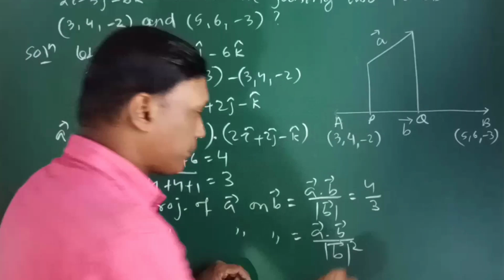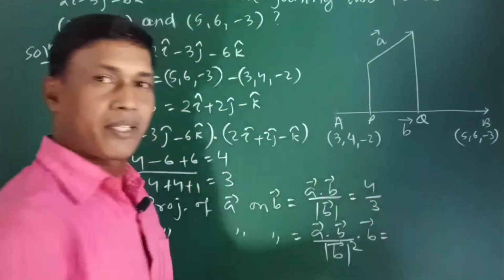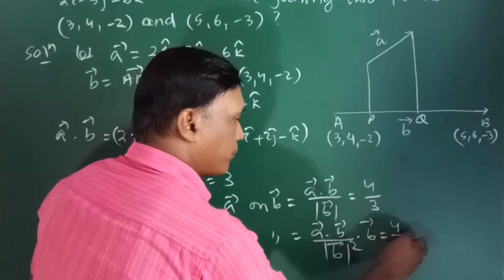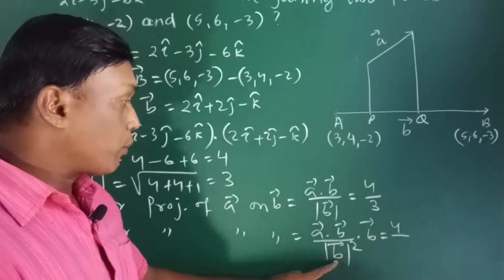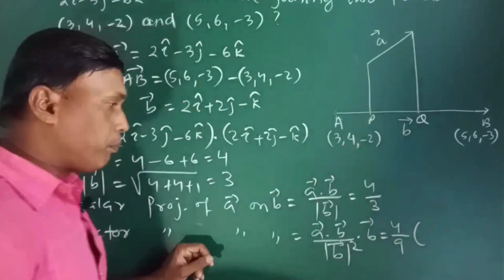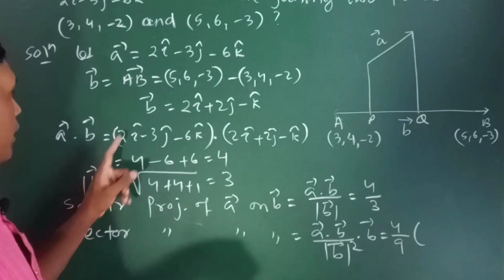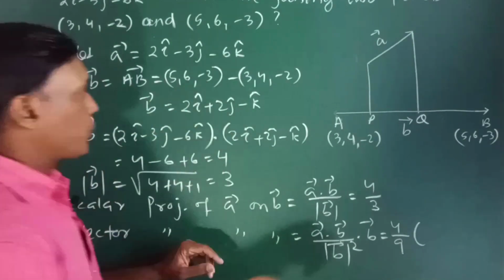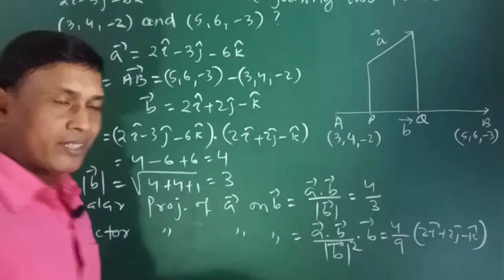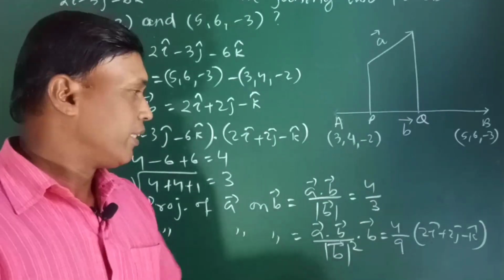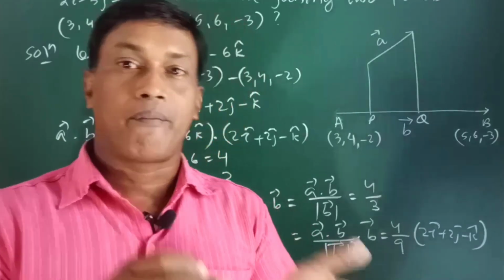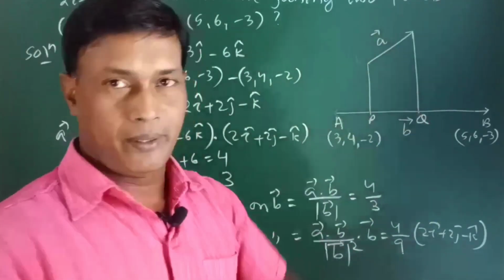The formula for vector projection is A dot B upon square of magnitude of B, into B vector. Here A dot B is 4, by square of magnitude of B. The magnitude of B is 3 and the square of 3 is 9, into B vector. B vector is 2, 2, minus 1, that means 2i cap plus 2j cap minus k cap. This is the vector projection and this is the scalar projection. In this way you can find scalar projection and vector projection of one vector on another vector.